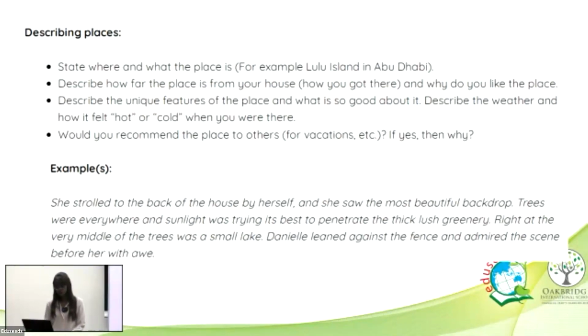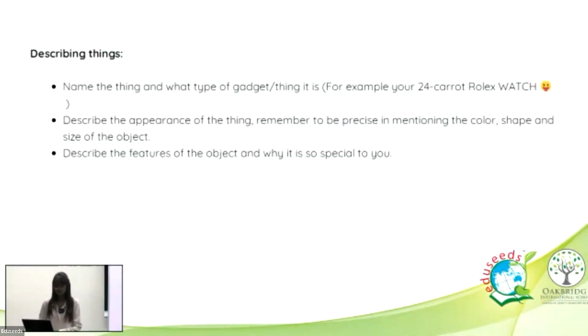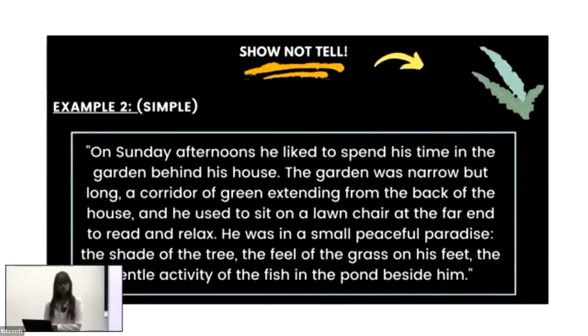Next one, when you're describing things, you have to name the thing and what type it is. Is it a gadget? For example, it could be a Rolex watch. So describe the appearance of it. Remember to be precise in mentioning the color, shape, and size of the object. Not only that, you can also describe the features of the object and why it is so special to you. So this is how you write a descriptive essay.